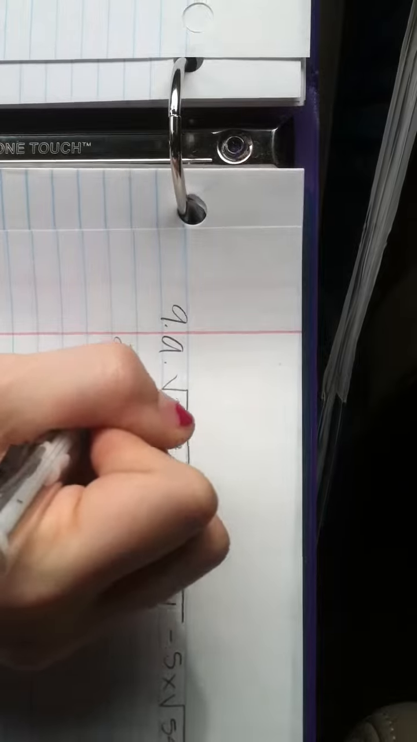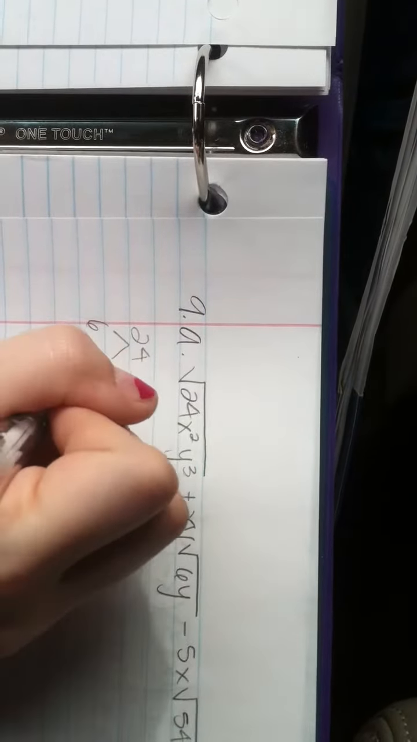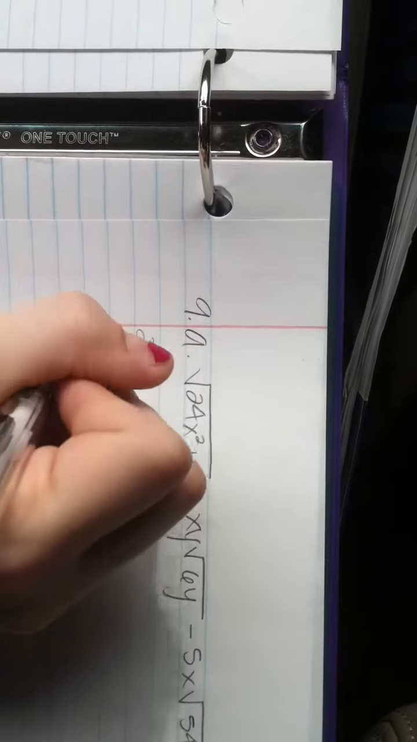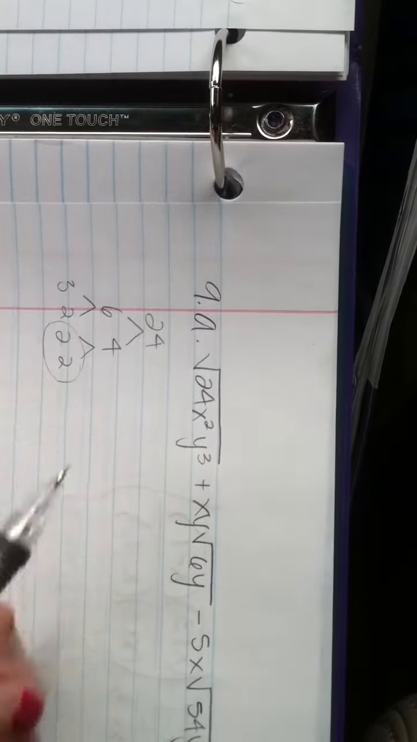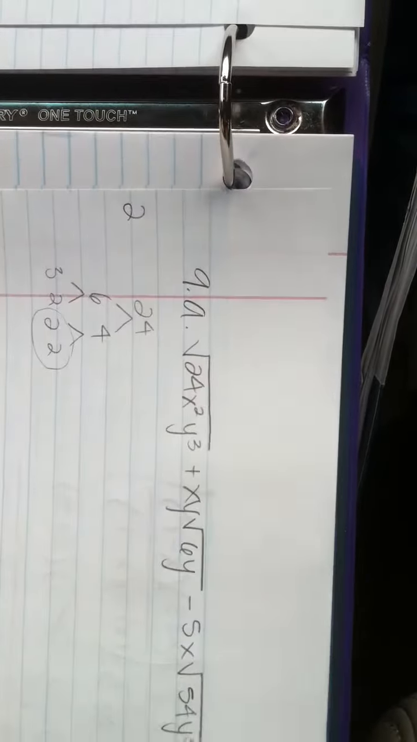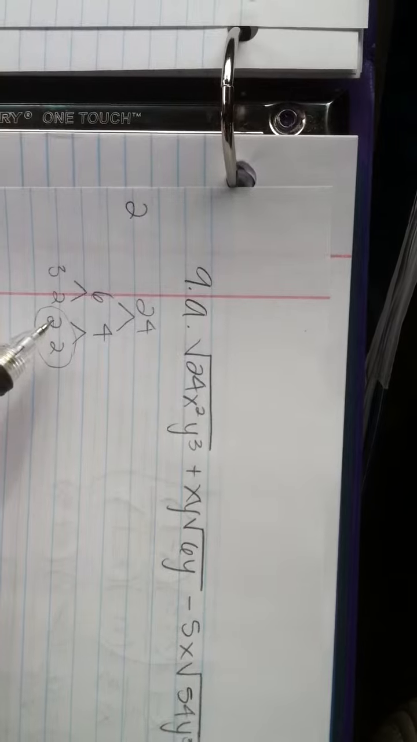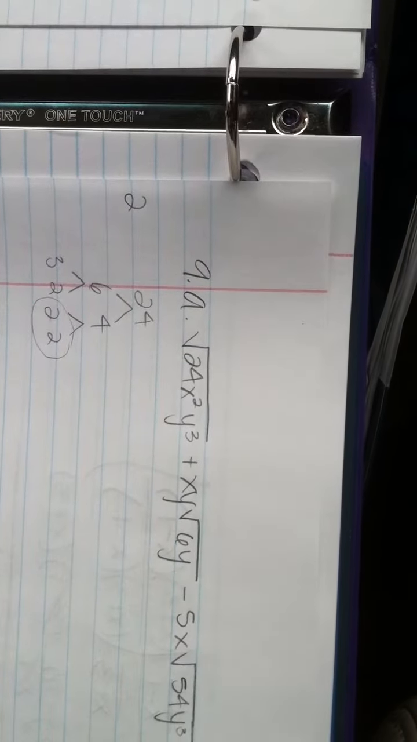So you're going to factor out 24, which is 6 and 4. You're going to factor out 4, which is 2 and 2. And then this one is 3 and 2. So considering there's two 2's right here, you're going to pull a 2 out. So you're going to write a 2 over here. And then what's left inside is going to go inside the radical in just a minute.